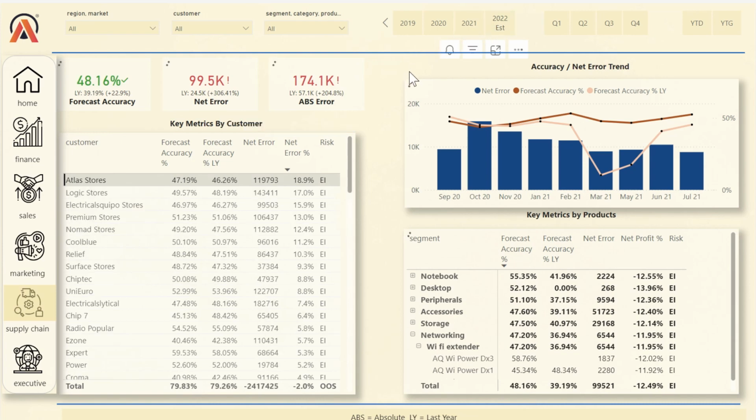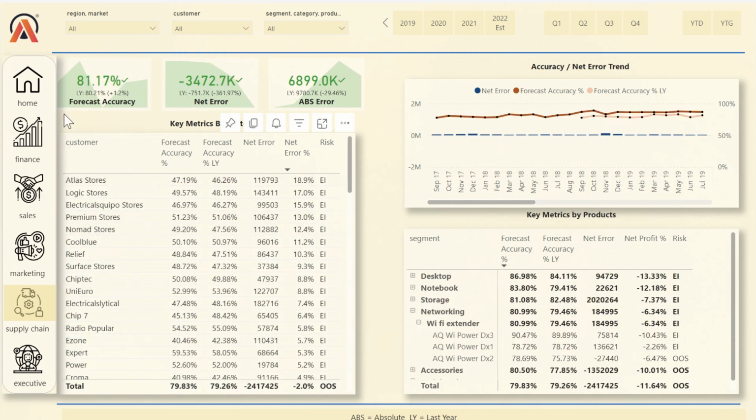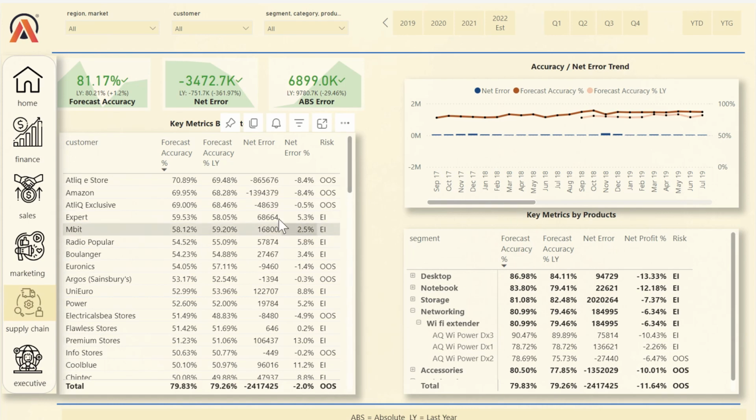So I'm going to see what we have in 2022. Let's not click this one. The overall forecast accuracy percentage is 81%, and from there let's see the highest forecast accuracy customer. It's loading, taking a bit of time. So Atliq Store and Amazon do have the highest forecast accuracy percentage, and the net error is obviously in minus for both of them. So there is a lot that we can progress in terms of forecast accuracy.